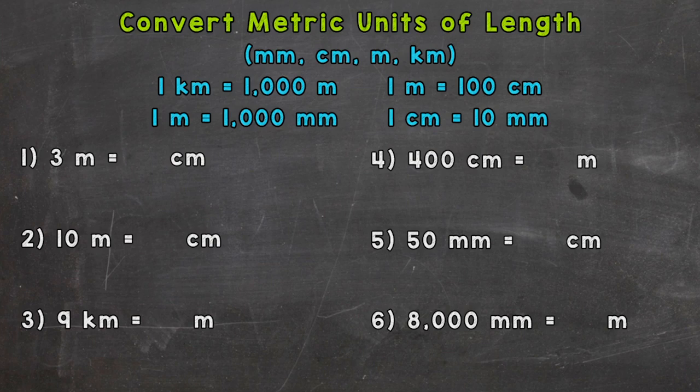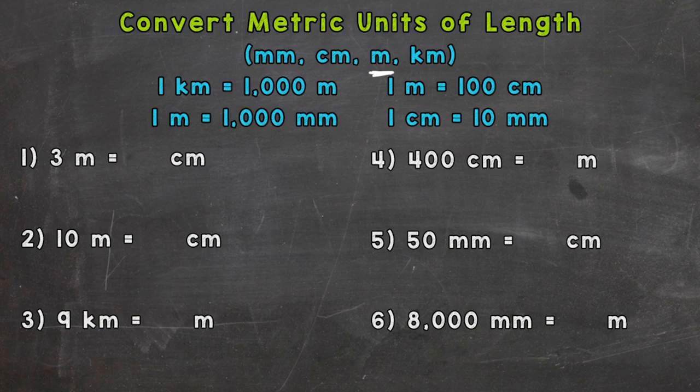In this video, we're going to convert metric units of length, and we're specifically going to be working with millimeters, centimeters, meters, and kilometers. Now, our base unit of length for the metric system is a meter, so everything's going to be based off a meter, and we're going to use prefixes to create other units of length, and those prefixes will tell us what those units of length mean in comparison to that meter.